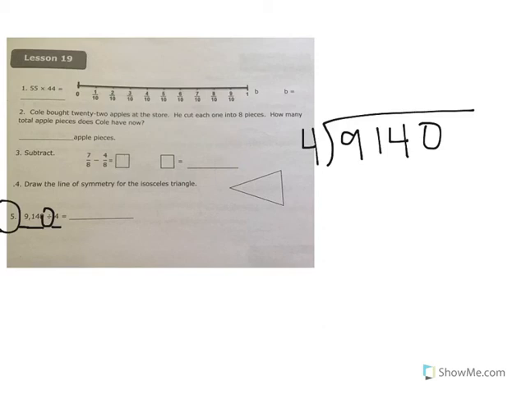Okay, last one, number 5. 9,140 divided by 4. Okay, so I'm going to use the standard algorithm for this, so long division. We're going to remember our steps.